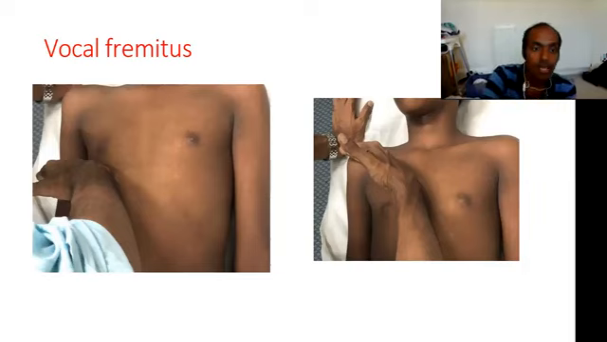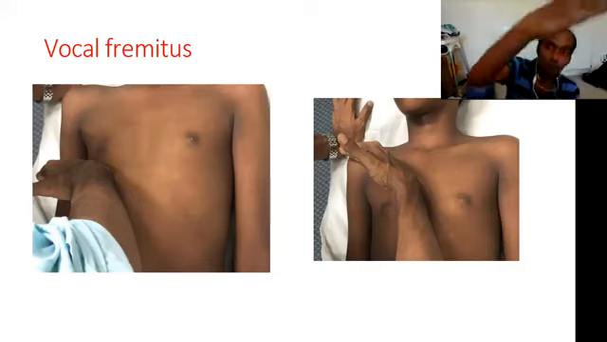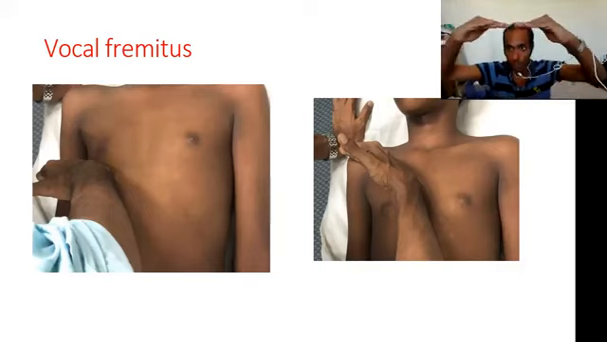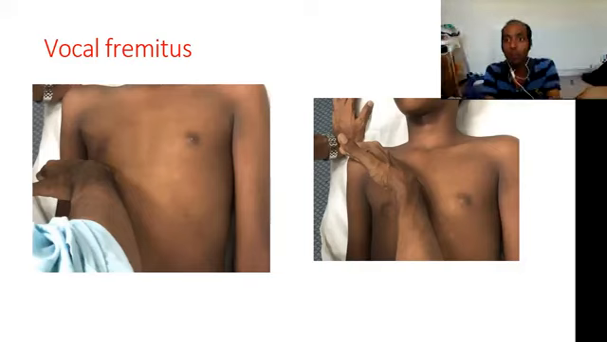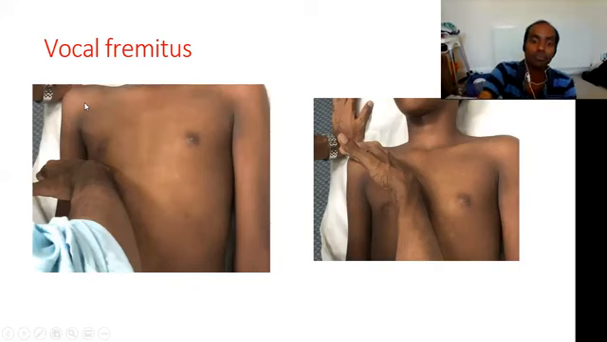That is because in this region, you have the liver, and in the middle, you have the heart. So there is no point in checking for vocal fremitus in that area. Make sure that you move your hands more laterally as you go down. Please make a note of that. As you go down, move more laterally. And I have demonstrated that in these two pictures.